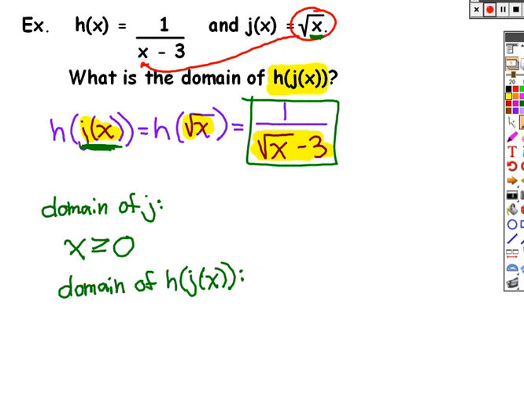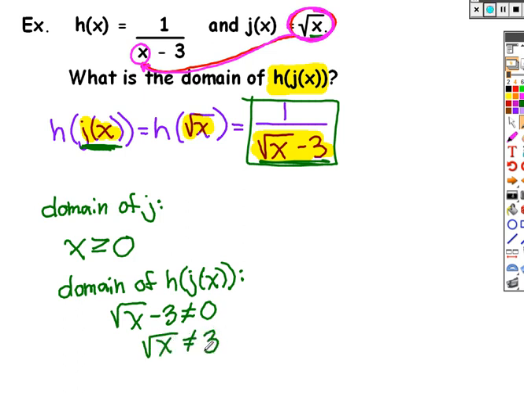If I'm just looking at function h, you might think, okay, well, x can't be 3. No, I actually want to look at what values would I input into function j that would give me out 3 that would cause a problem when I plug them into function h. So really I'm looking at this denominator right here, that square root of x minus 3 cannot equal 0. If you go through and solve, the square root of x cannot equal 3. And then if we square each side, x actually can't equal 9.